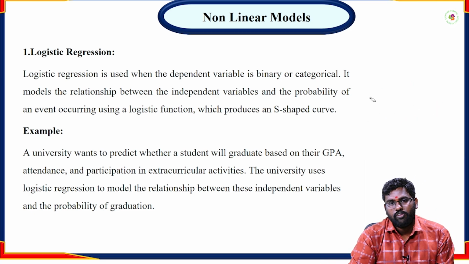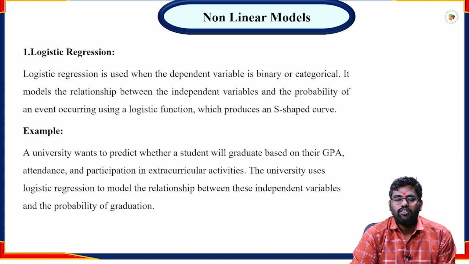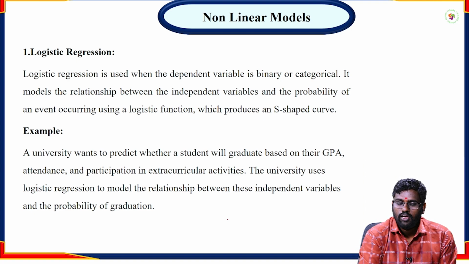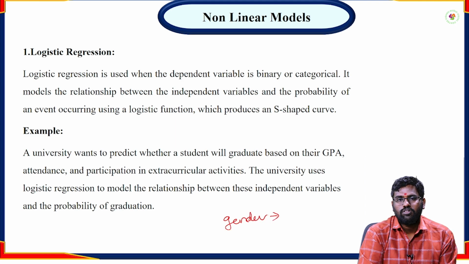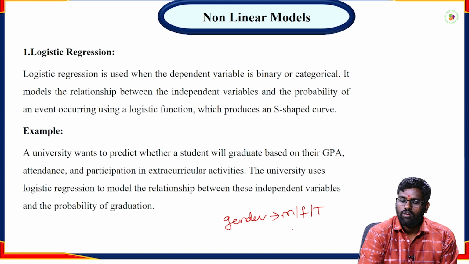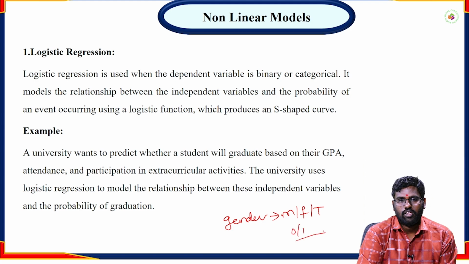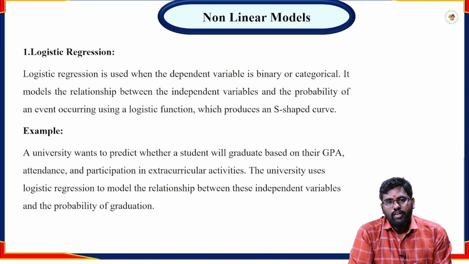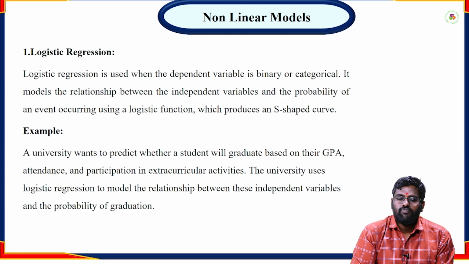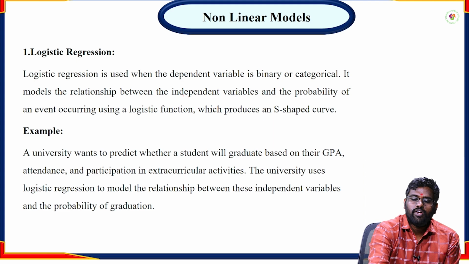Logistic regression means the output will be binary or categorical. For example, for the category gender, we take male, female or transgender, and the output may be 0 or 1. That is about logistic regression. It contains the output in the form of 0 or 1, between the independent variables and the probability of the event occurring, using the logistic function.